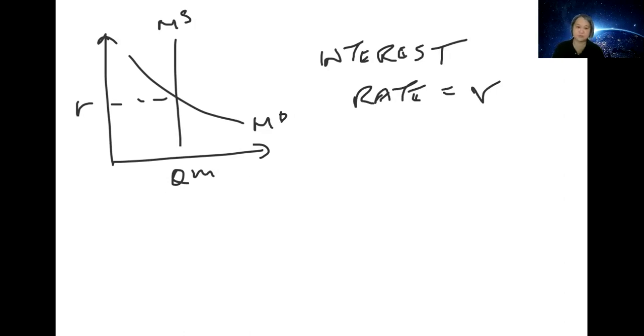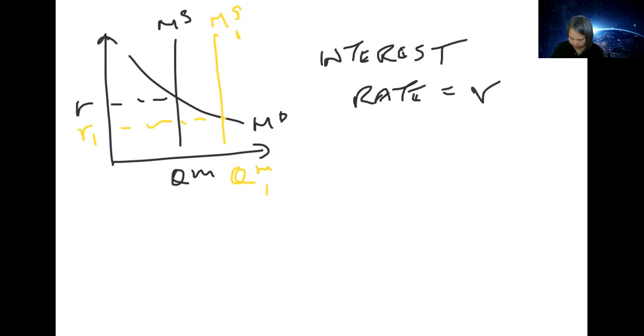But I want to show you the causal relationship right now. Anytime the Bank of Canada wants to stimulate the economy, it is going to increase the money supply, from MS0 to MS1, and QM1. And when the bank increases the money supply, interest rates fall to R1.